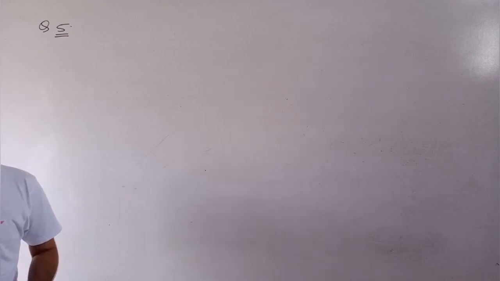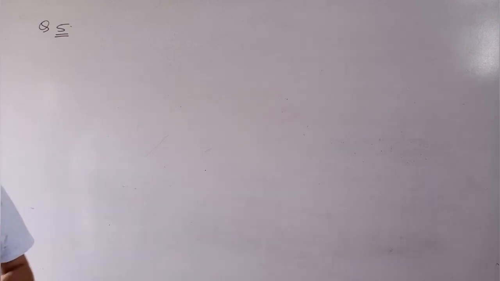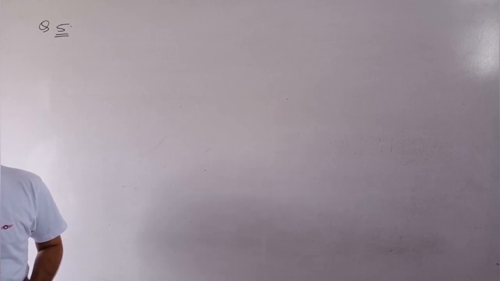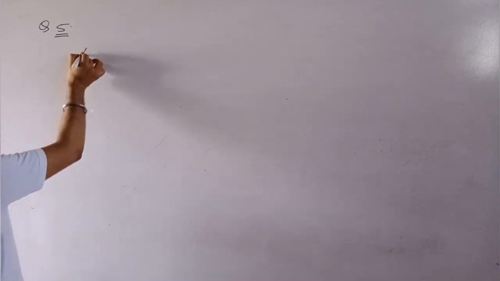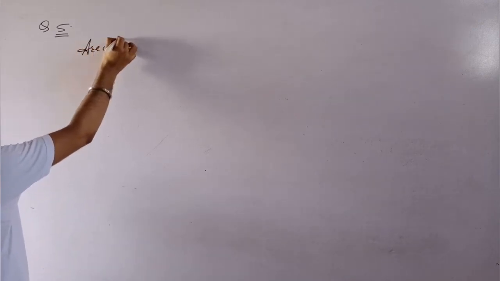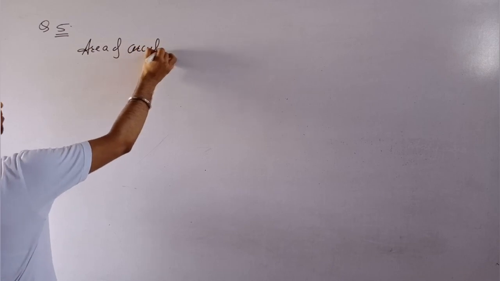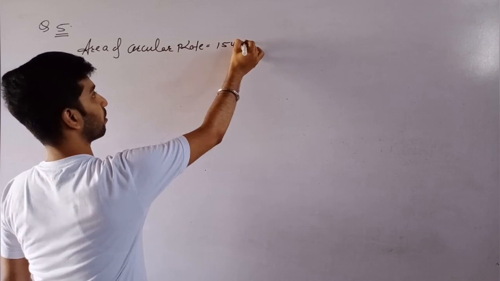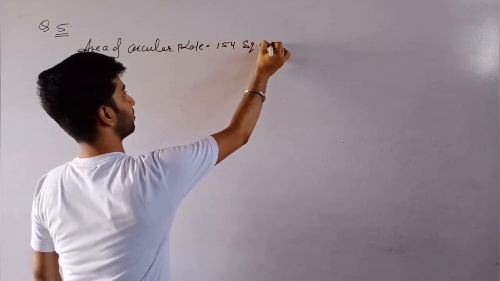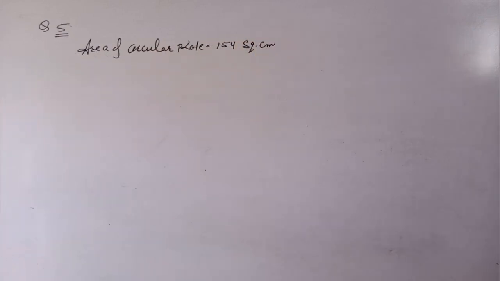The fourth question of 15.1 we discussed in the previous video, and in this video we will start directly from question 5 of 15.1. So read question 5. What is given in question 5? The area of a circular plate is 154 square centimeter. Given is that area of circular plate is 154 square centimeter.